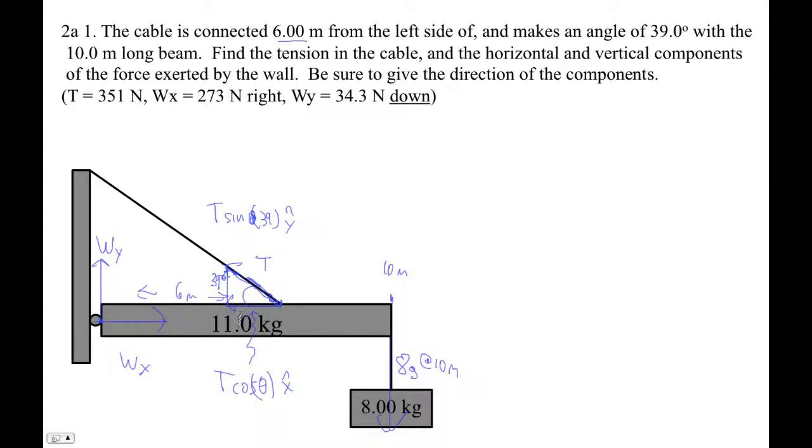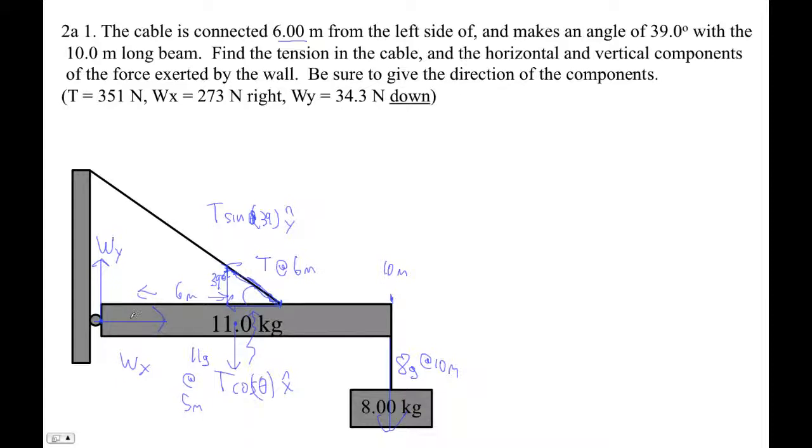It's a 10-meter long beam. Don't we have the force of gravity on the beam, right? That's going to act down. So that's 11g, and that is at how far? 5 meters from the left side. T is at 6 meters from the left side. And of course, the wall is 0 meters from the left side, so both of these are at 0 meters.